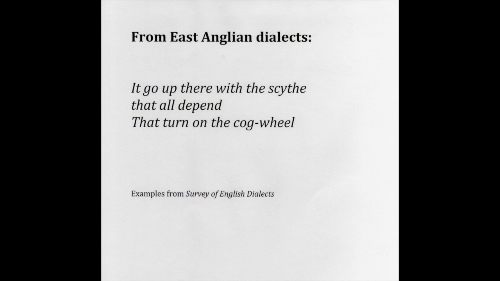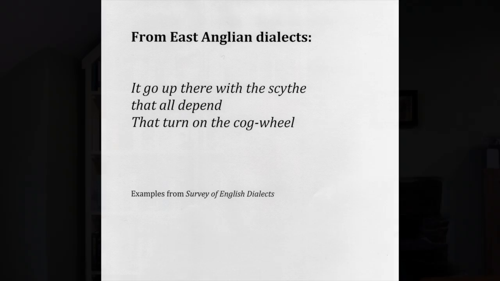On the other hand, there are some dialects where the s is dropped entirely. It doesn't appear even in the third person singular. Here are three examples from dialects in East Anglia. It go up there with the scythe. Not goes up, but go up. And instead of that all depends, we have that all depend. And that turn on the cogwheel instead of that turns on the cogwheel.